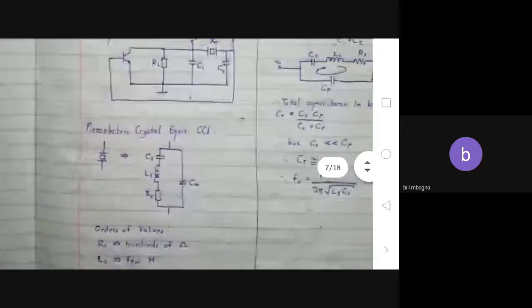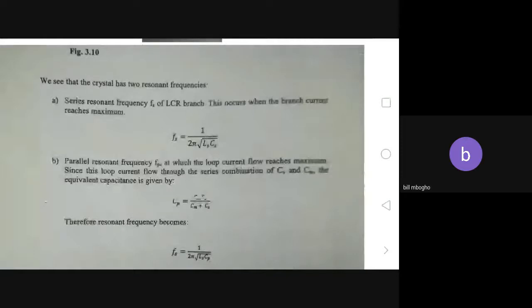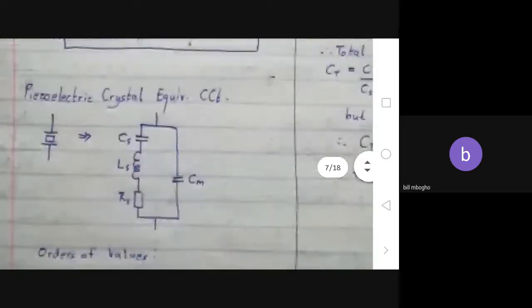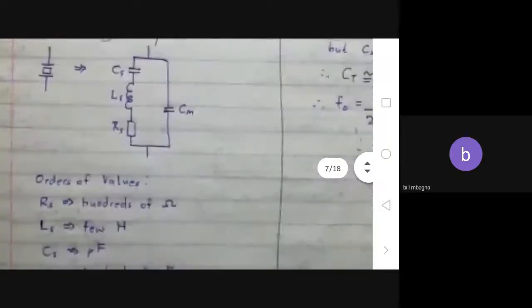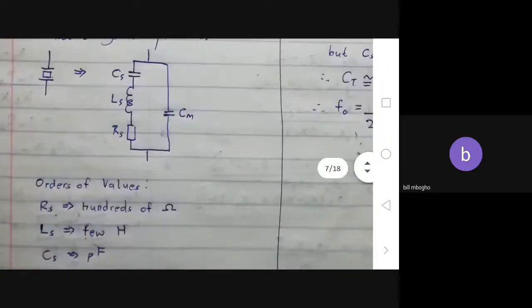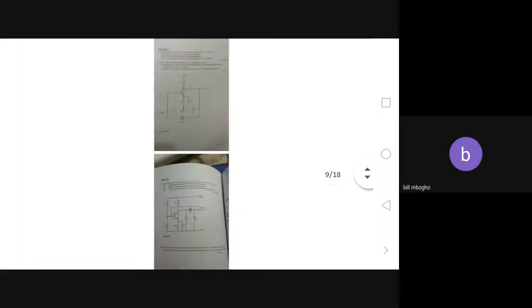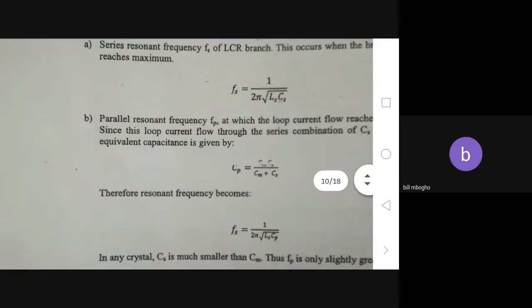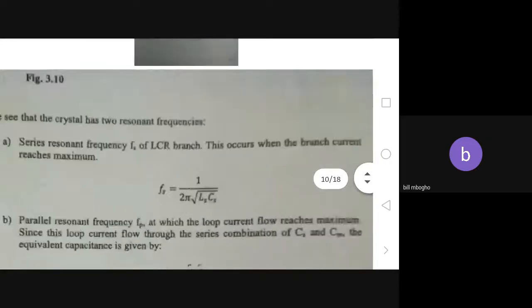And then to obtain frequency, for the series resonant frequency, it's for the series part. You're just going to consider the LS and CS, because CM will be hundreds of picofarads. It won't be considered here. Its reactance will be too low. So with LS and CS, this is what you get for the series resonant frequency.